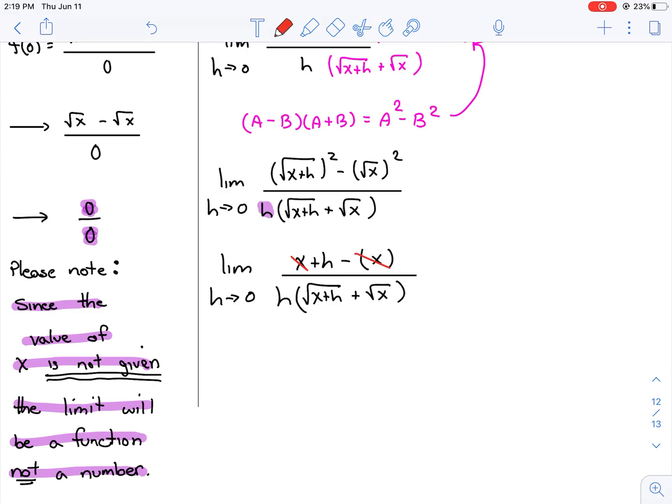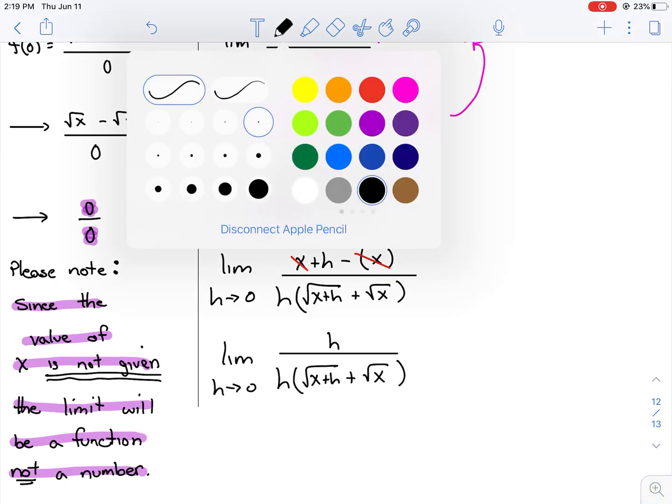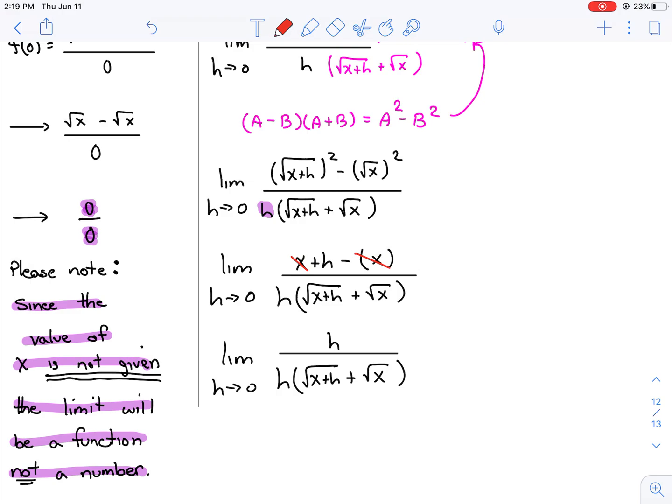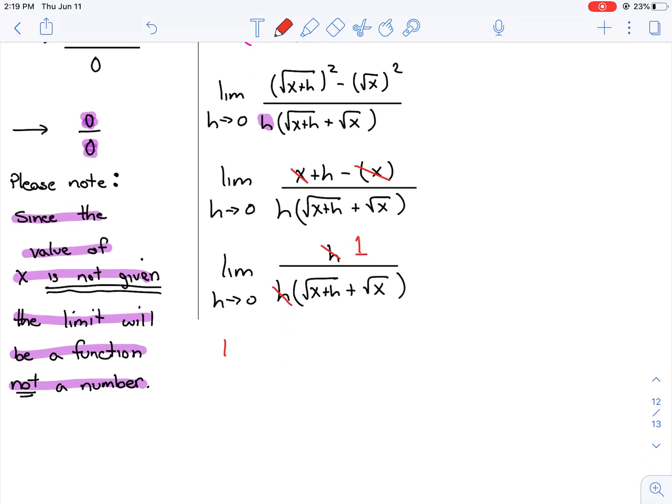x minus x is 0. So in the numerator, we're just left with h. And the denominator does not change. Now, if you look, there's an h in the numerator, and there's an h in the denominator that divide. And the result is 1. So this is the limit as h approaches 0 of 1 divided by the square root of x plus h plus the square root of x.